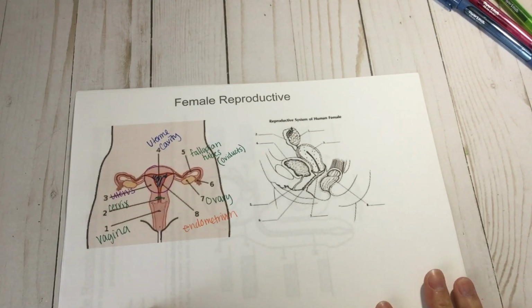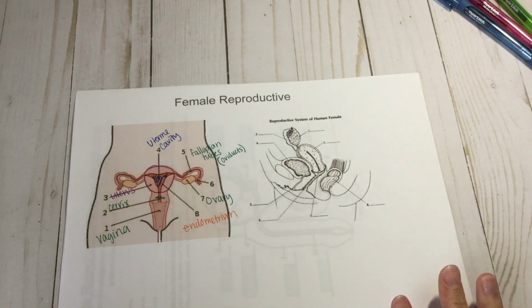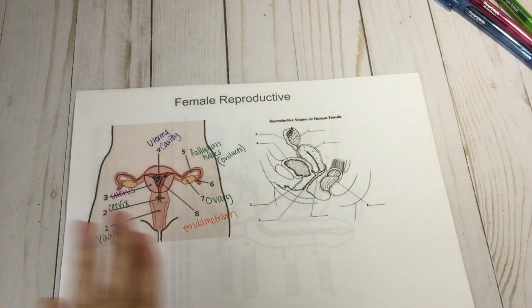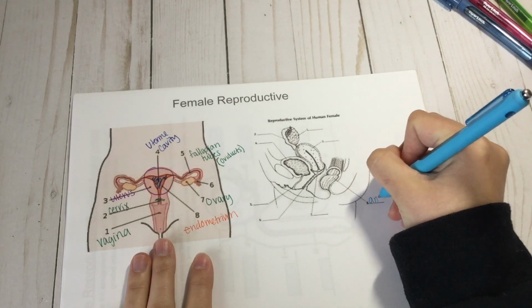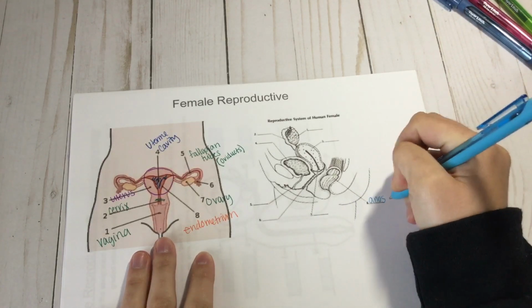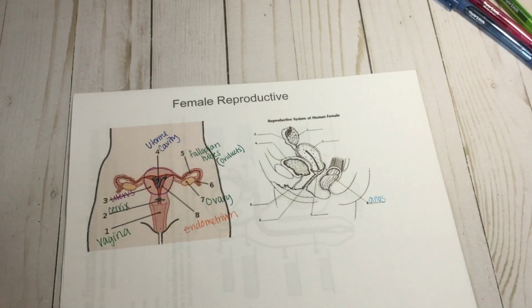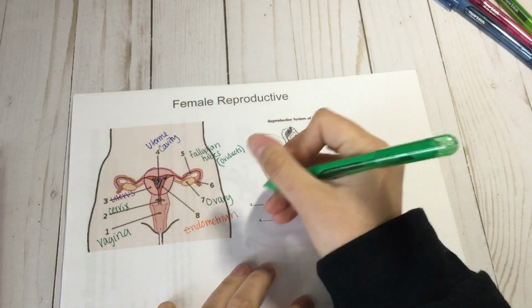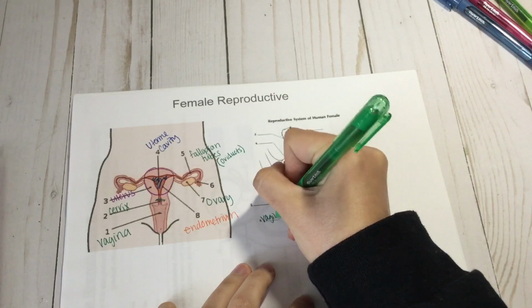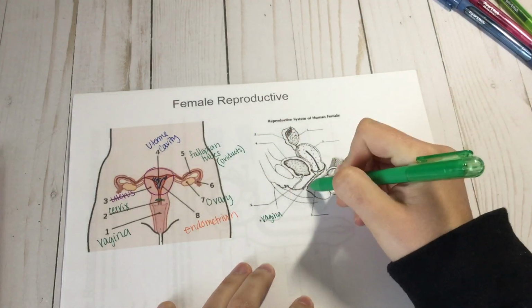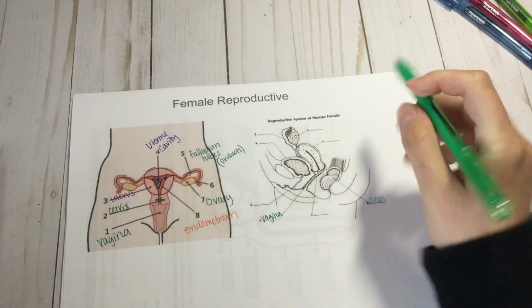All right, the side view looks different, but again, the same parts are still there. Now, I will say that there is one extra part on here that we did not see in the frontal view, and that will be the anus. All right, so again, I'm going to start with the vagina. So vagina into the cervix.